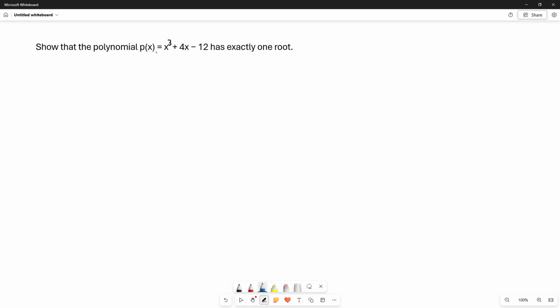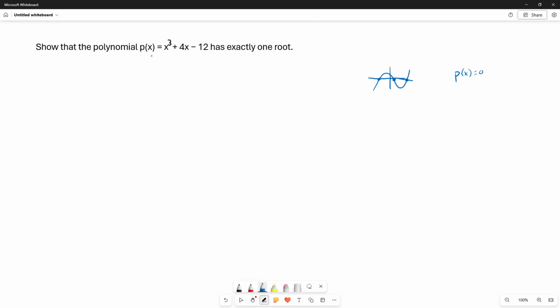Show that the polynomial p of x equals x cubed plus 4x minus 12 has exactly one root. So a root is where the graph crosses the x-axis, and for a cubic polynomial, that's where the polynomial is equal to 0. Since the degree of the polynomial is 3, there can be up to 3 roots, but this particular one evidently only has one root.